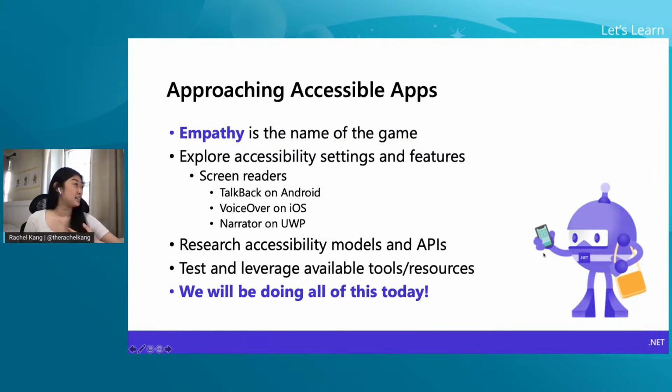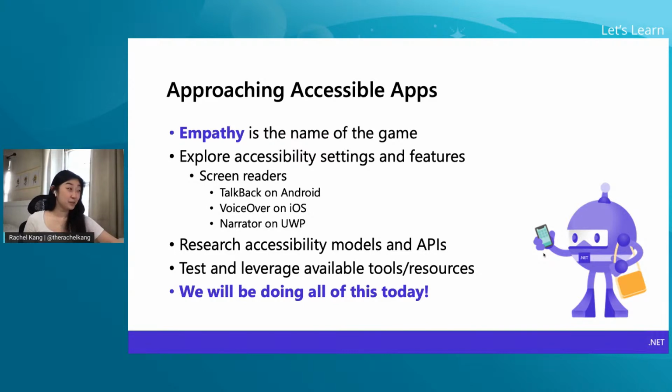All these guidelines and standards aside, however, it's always important to remember at the end of the day that empathy is the name of the game. We need to understand our users and our app's customers, and that's what all of this is inevitably about. And how you can do that is by exploring the various accessibility settings and features that your app users are using, and that includes screen readers, for example, TalkBack on Android, VoiceOver on iOS, Narrator on UWP, just to name a few. You can research various accessibility models and APIs, and test and leverage the wide range of available tools and resources that are out there.